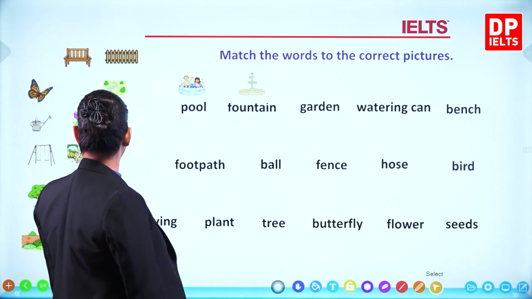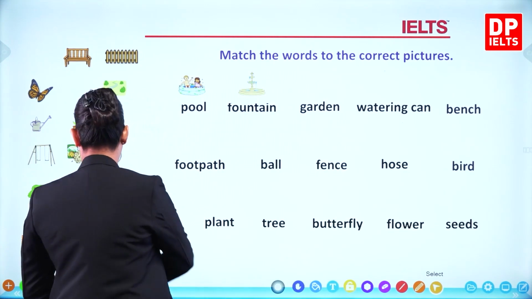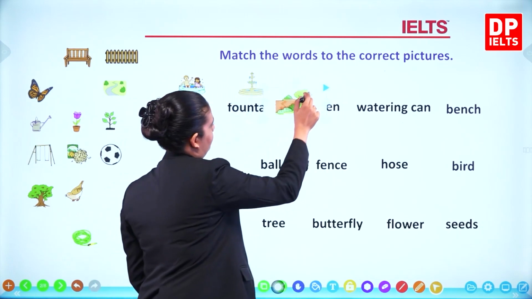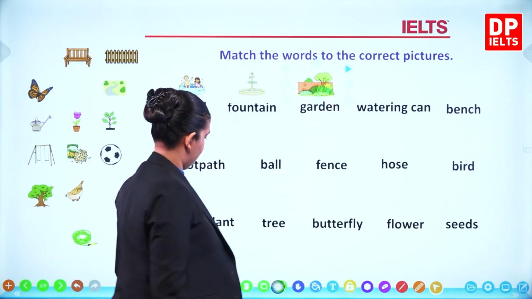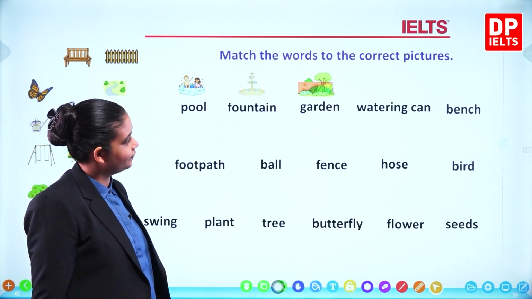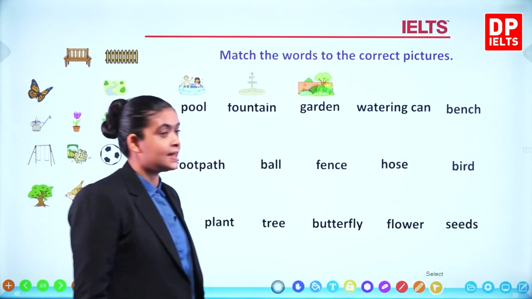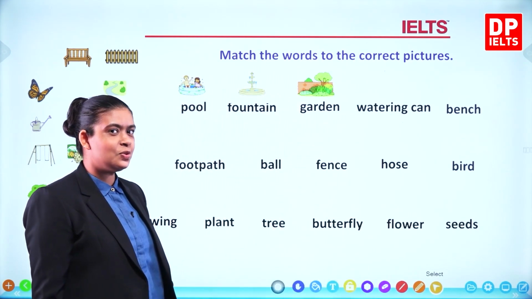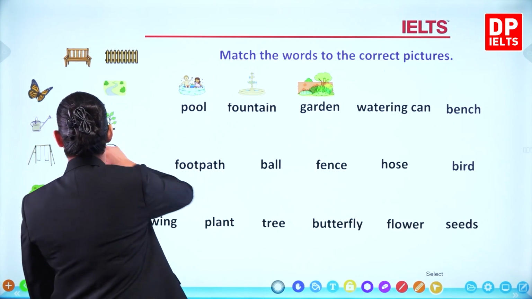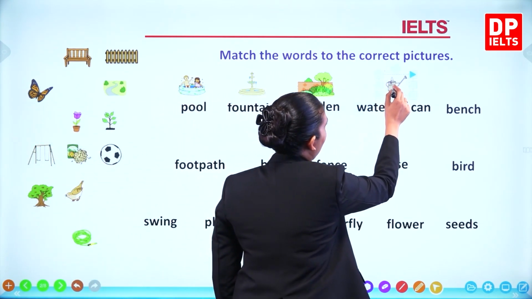The next one is a garden. Now that is something we see at home. That is a garden, right? Next one, something you use to do what? Water your plants, right? That is called a watering can, right?